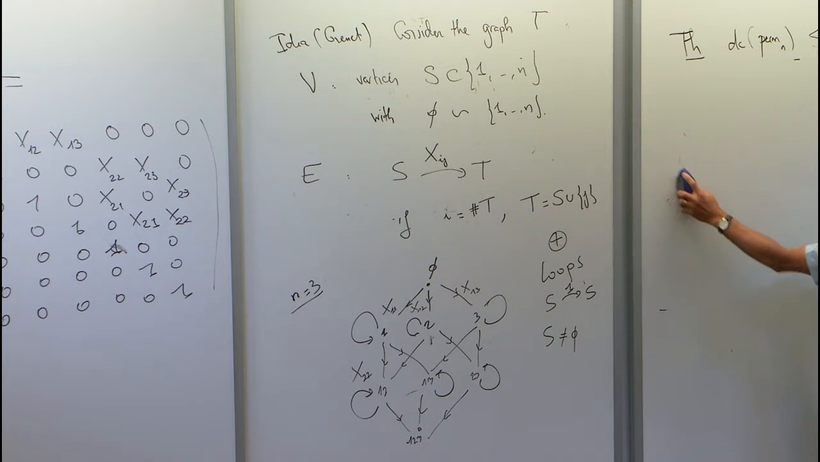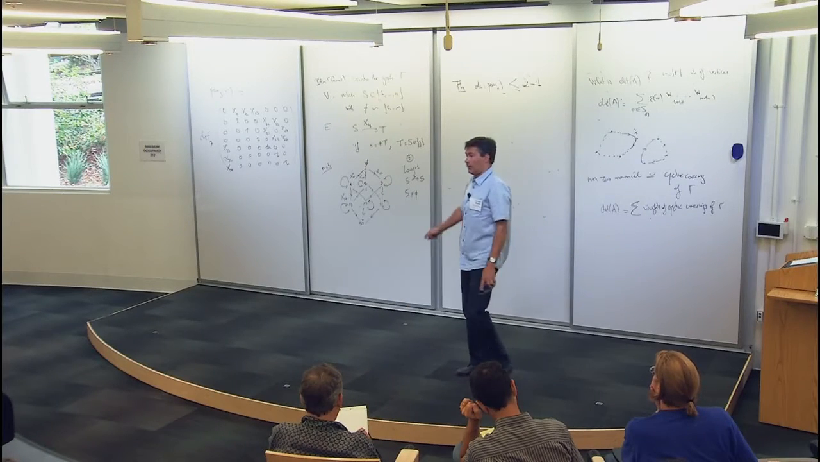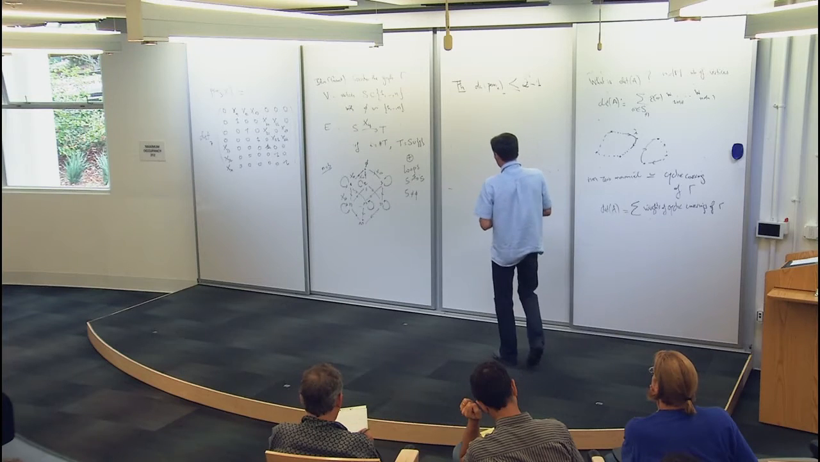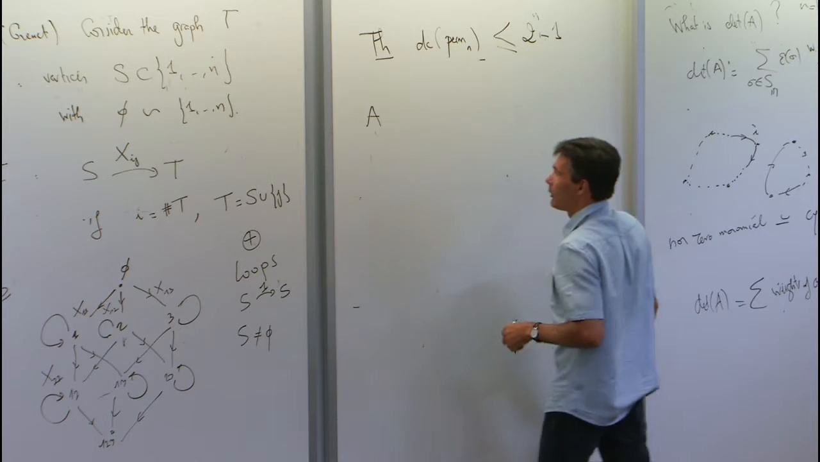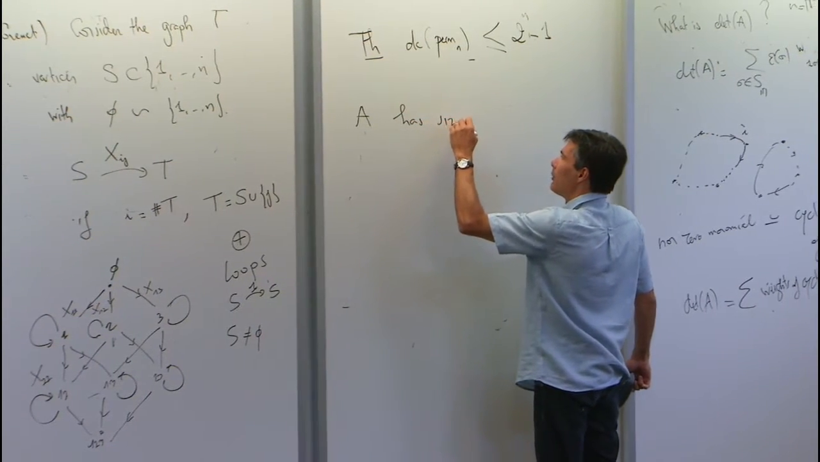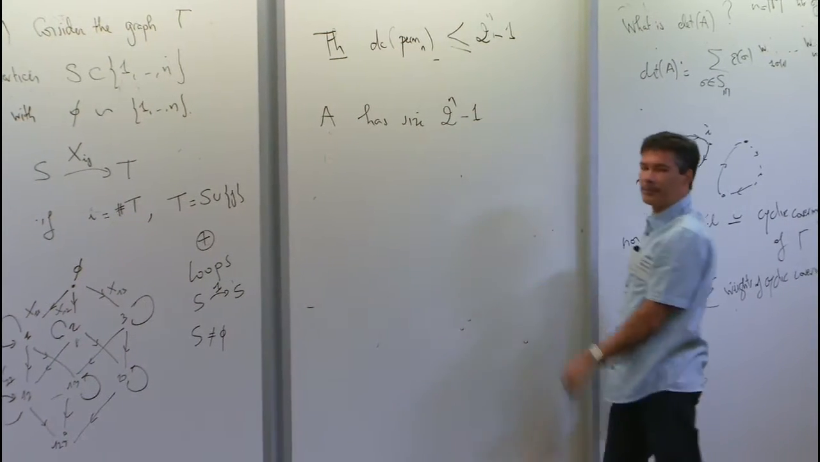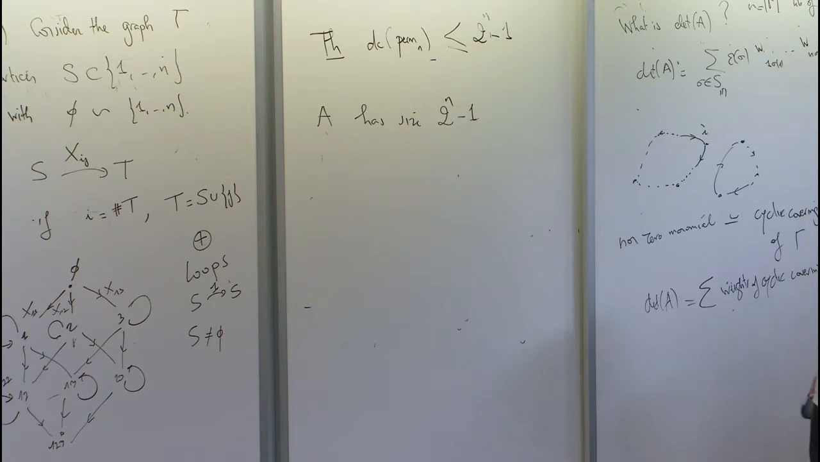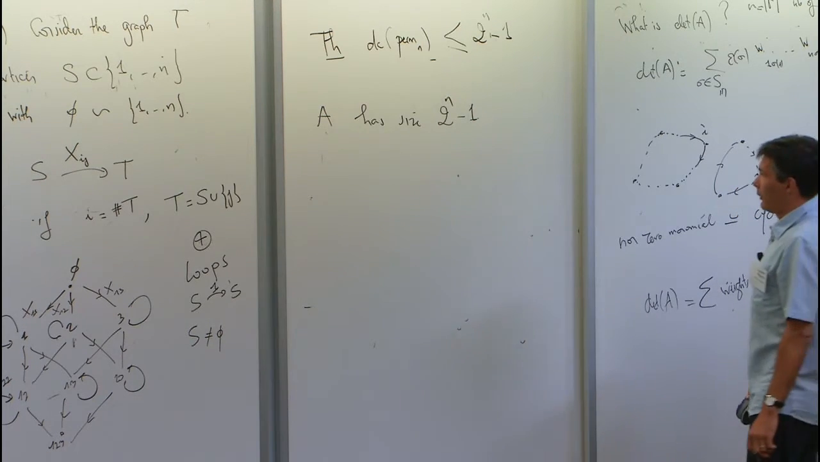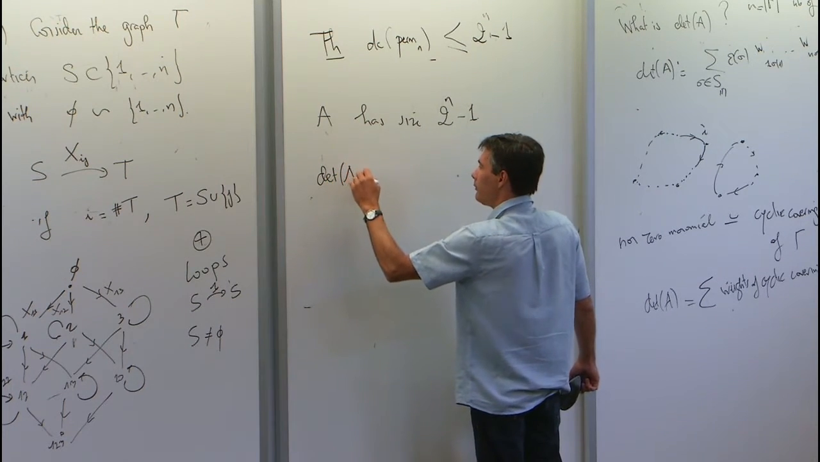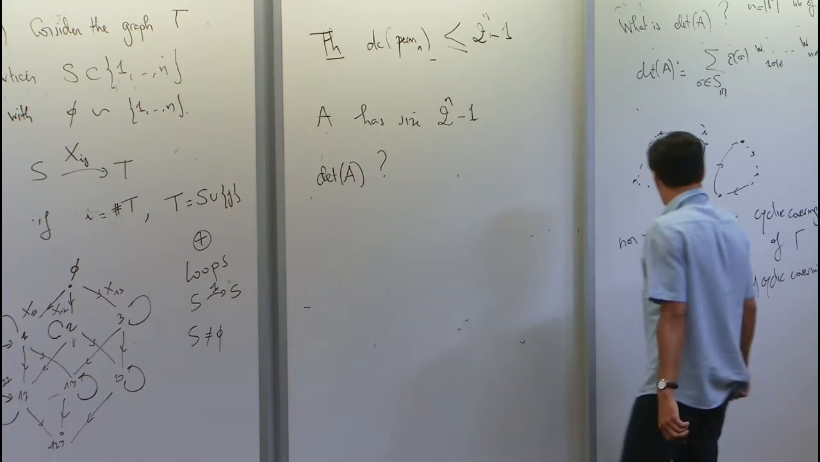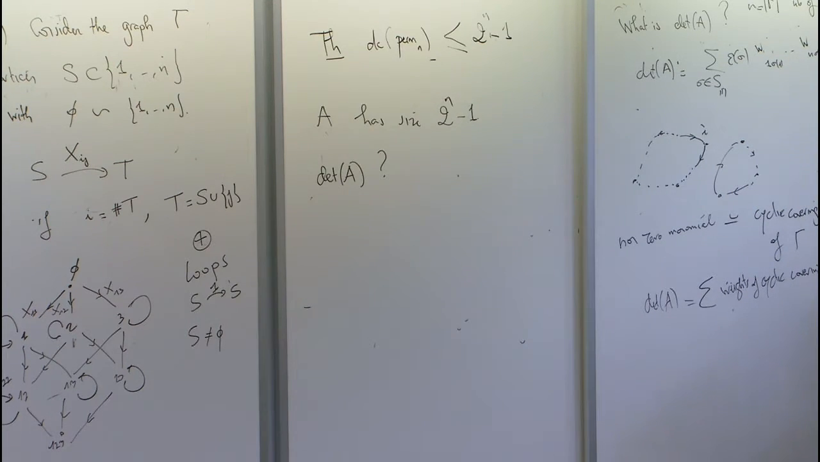So your 7 by 7 matrix is a special case of this? Precisely, yes. So the adjacency matrix has size 2 to the n minus 1. So now we want to compute the determinant. So we have to find the cyclic coverings of the graph. So how can we have a cyclic covering?